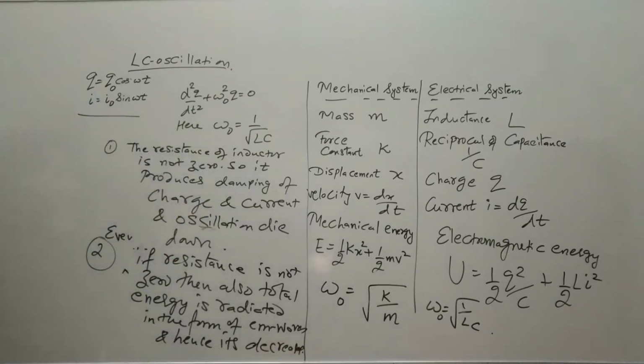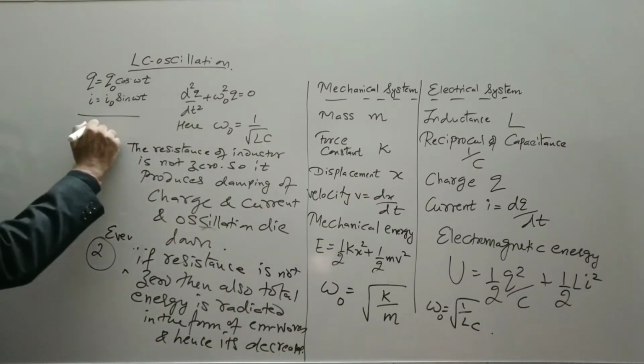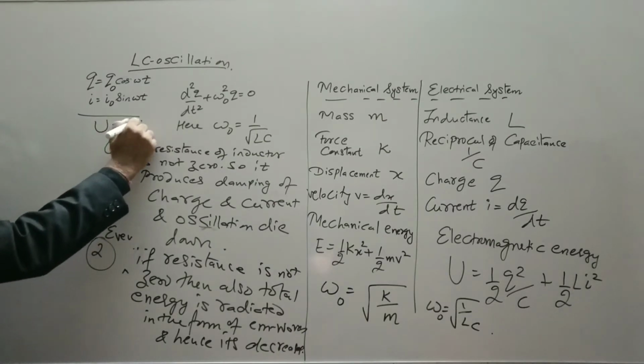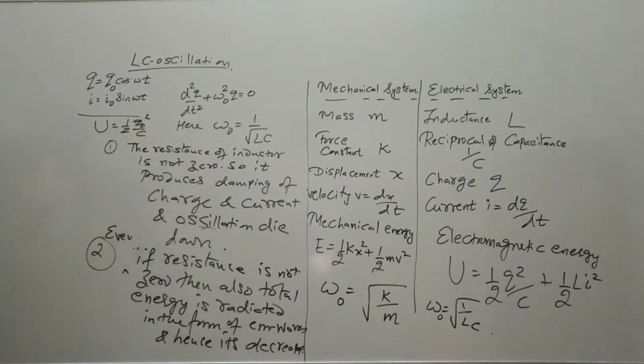The total energy of the system, which we assumed in the previous lecture, was half Q naught square by C. Initial energy was half Q naught square by C, and the final energy would also be this, because energy can neither be created nor destroyed. So even if we assume that resistance is not zero, the total energy of the system will decrease. It will not remain constant. It is radiated away from the oscillation circuit in the form of electromagnetic waves.